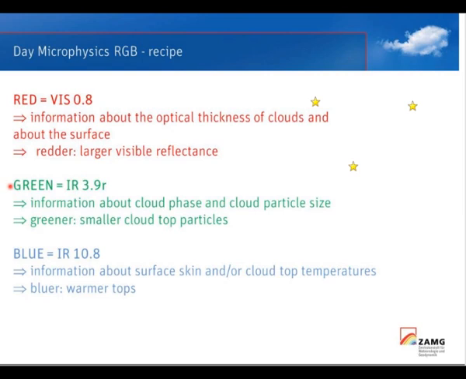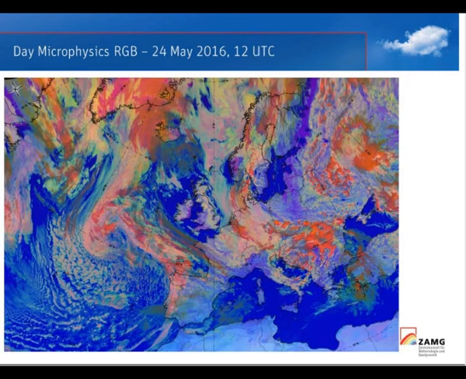And then on blue we have again the infrared 10.8, which gives us information about the surface skin temperature and also the cloud top temperatures. So it means the bluer the image is, the warmer are the tops. So enough of the theory. Let's look at the cloud picture.